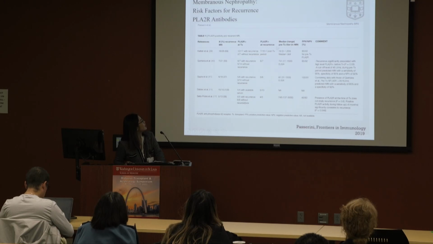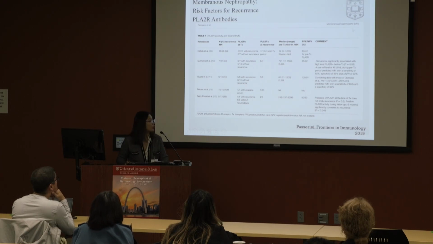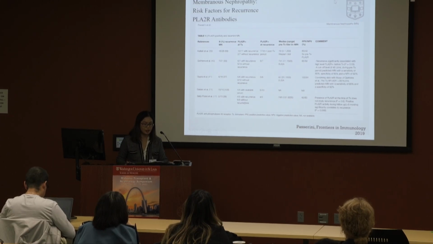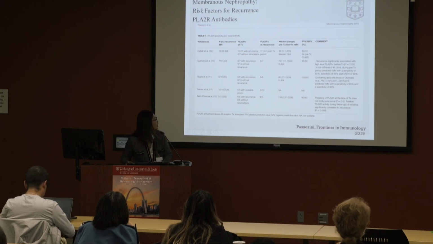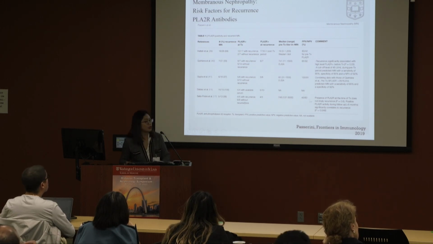So this is just another review article which summarized some of the studies which looked at PLA2R affecting the recurrence of membranous nephropathy. And overall, there was a 60 to 76% risk of histological recurrence with positive PLA2R. And if it was negative antibodies, the risk of recurrence was only around 20 to 30%. The last two studies, however, did not confirm the correlation between the PLA2R and recurrence.